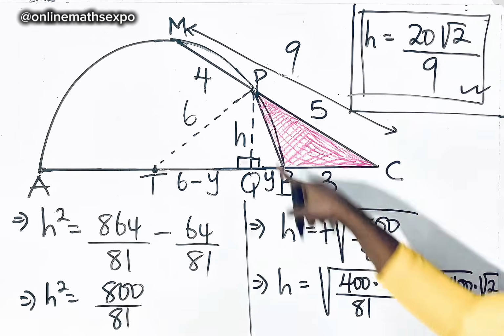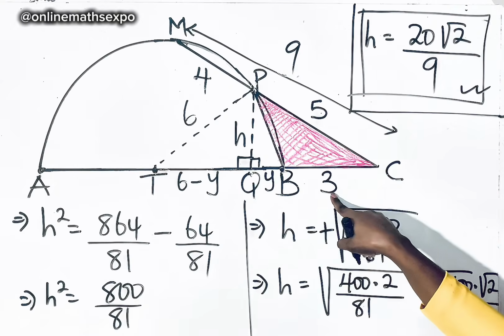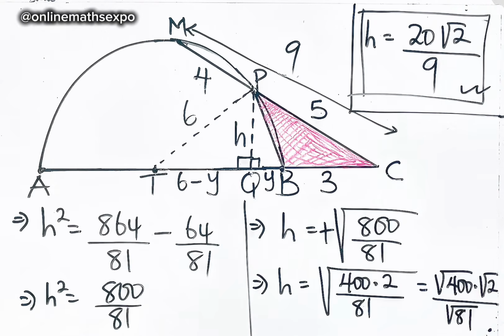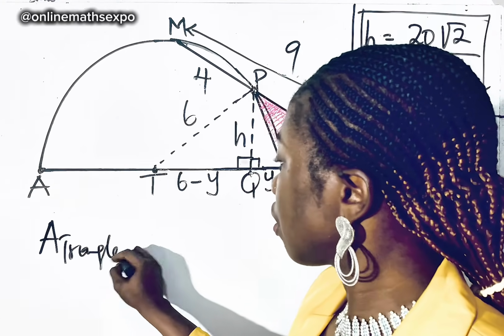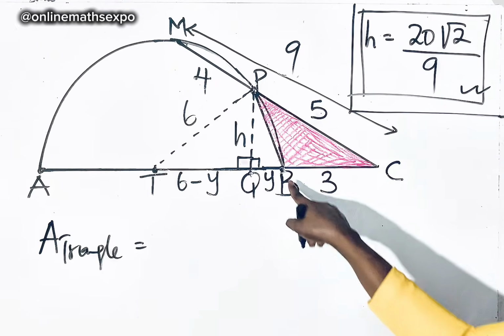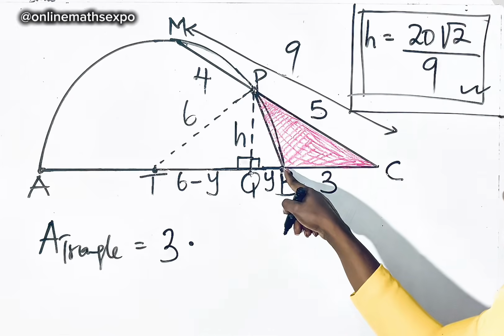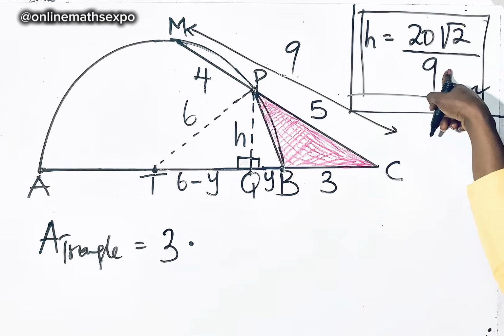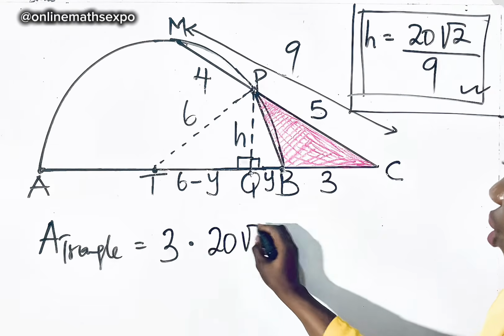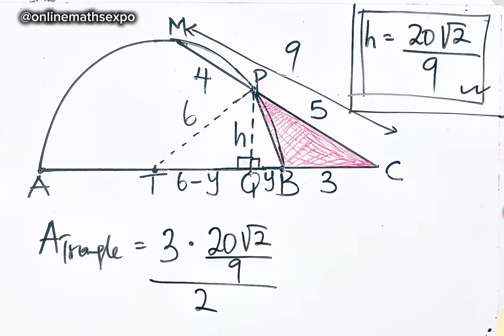Now that we have found length PQ as the height, and we've already known length BC as 3, we can find the area of the shaded triangle. Let's do it. The area of the triangle will now be length BC, which is 3, the base, multiplied by the height, which is PQ, and that is 20 root 2 divided by 9. Then divide your result by 2.